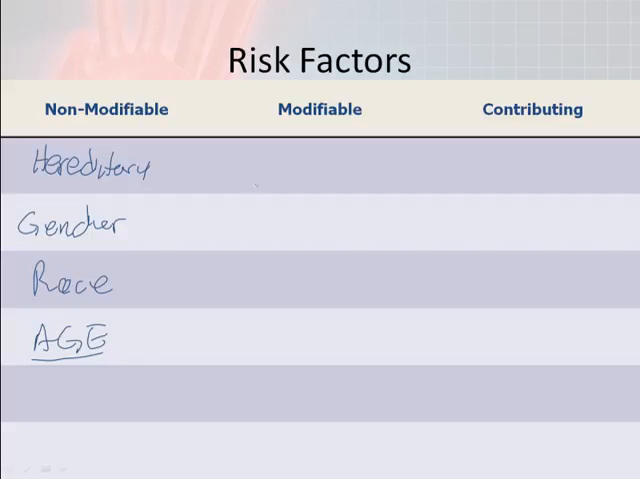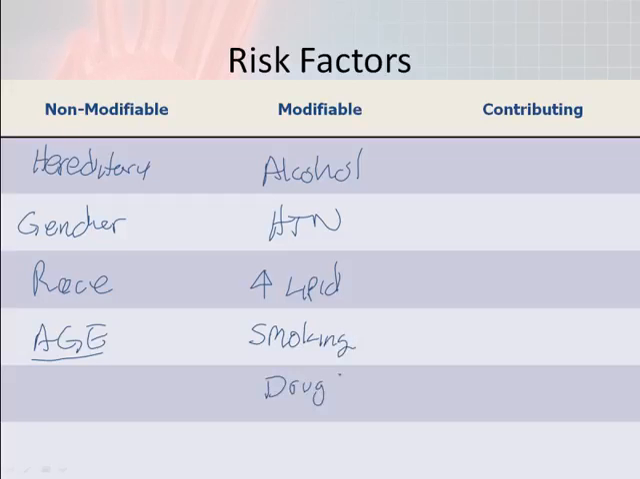Modifiable risk factors include alcohol intake, hypertension, or HTN, which is an abbreviation for hypertension, high lipids in the blood or high cholesterol. Smoking is a huge factor. Drug use. Whenever we talk about drugs, we're actually talking about recreational drugs. And just good old-fashioned stress. And that's another problem that they're finding nowadays, is that more and more children are more stressed than ever before.